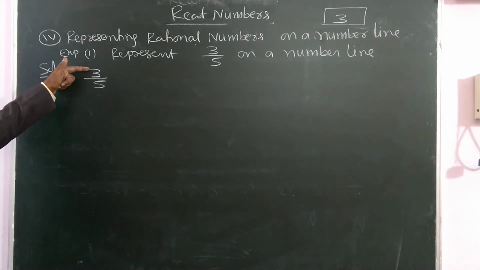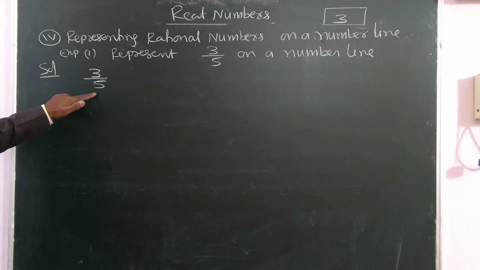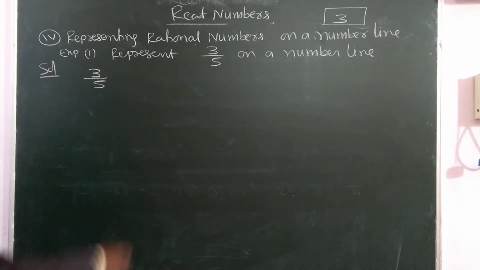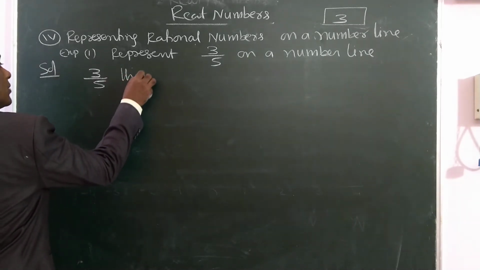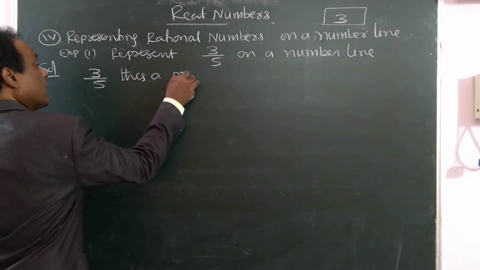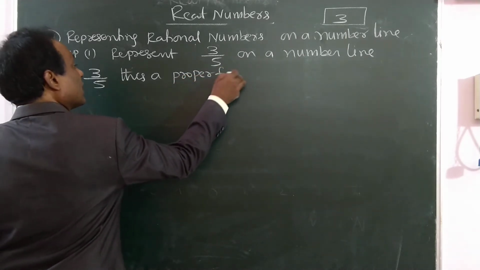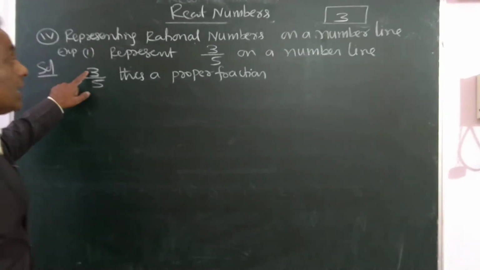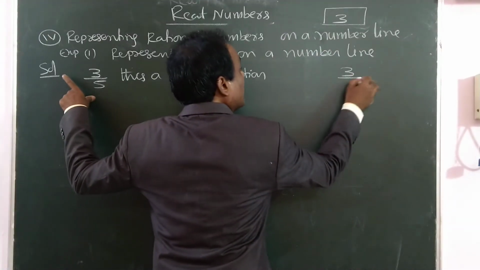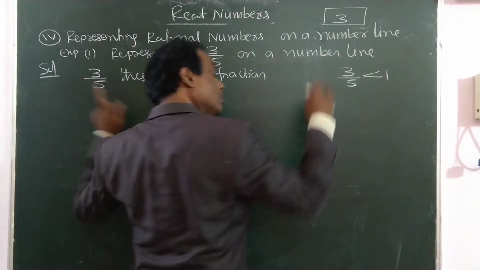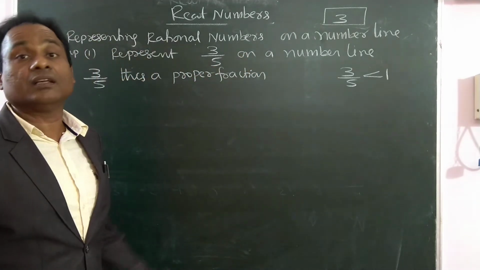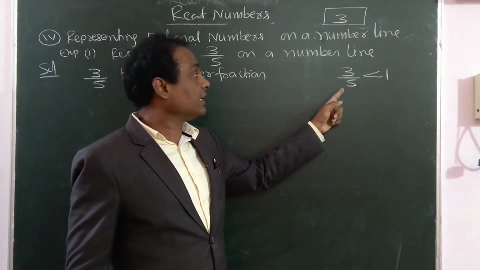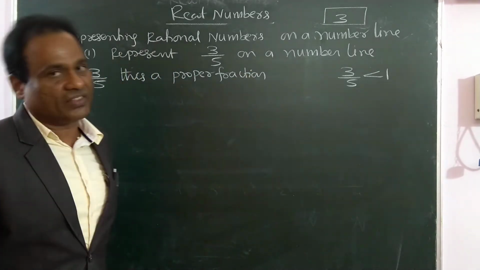The numerator is smaller. The numerator is less than the denominator. Therefore, this is a proper fraction. So what is the conclusion? If the numerator is smaller than the denominator, the value will always be less than 1.